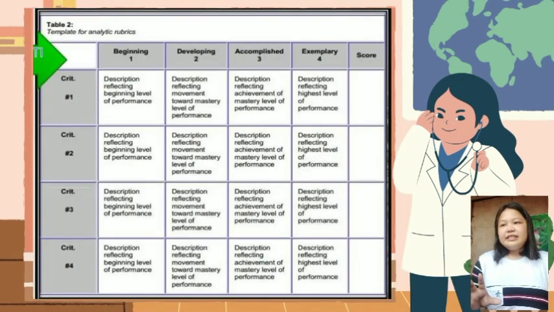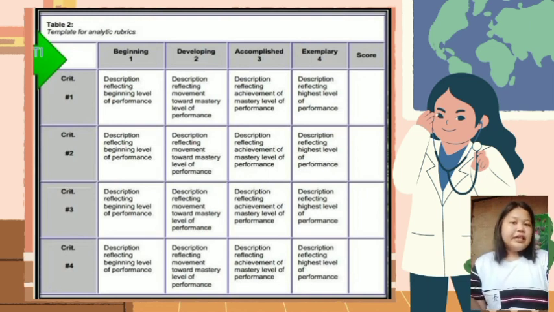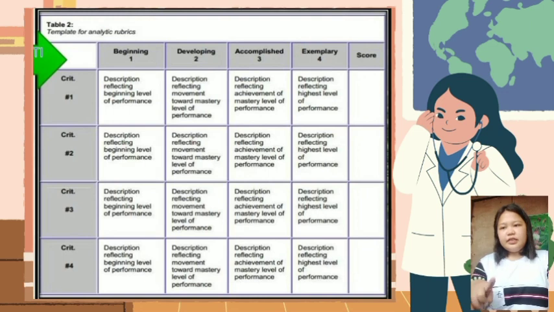This is the template. The score is in the last column. You calculate the scores attained, as I said, the final score is added from the different components or parts of the rubric. So this is an example of a template.